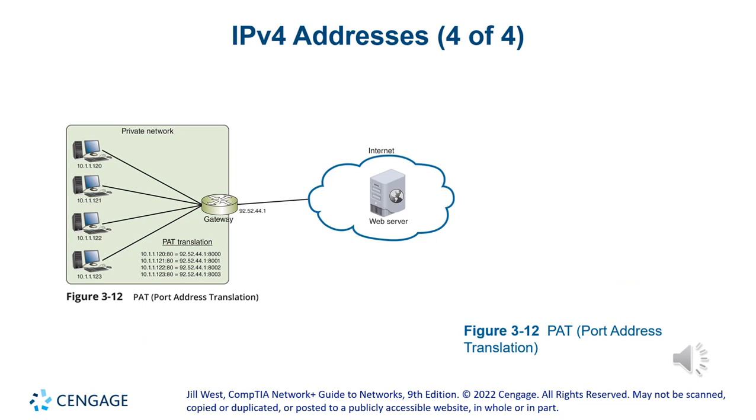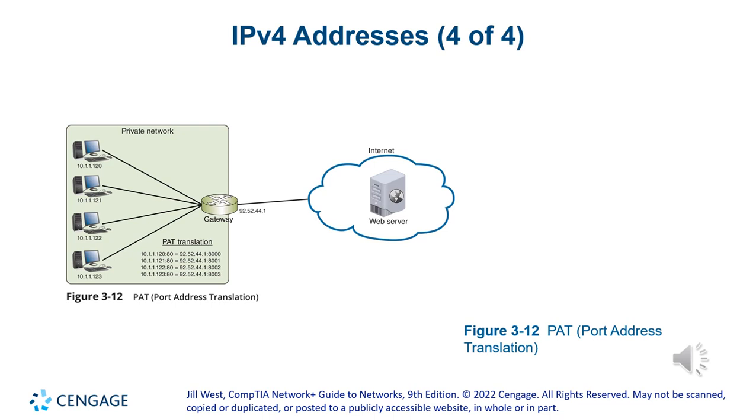So you have a public IP address assigned by your provider, right? And on your gateway at home, you have 92.52.44.1. On the inside, you have all these computers that are 10.1.1.120, 10.1.1.121, 10.1.1.122, 10.1.1.123. So with port address translation, what it will do is assign one TCP port number to each workstation. So the first one will use port 8000, second one 8001, 8002, 8003, and so on. And that's how it identifies all that traffic.